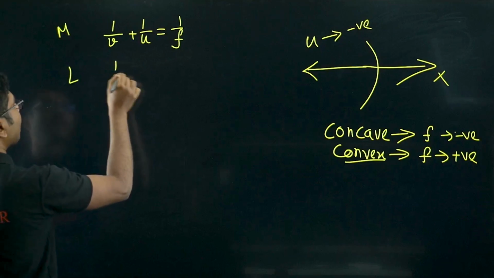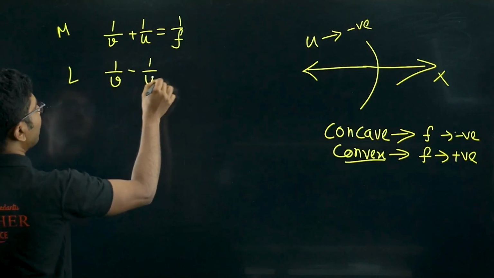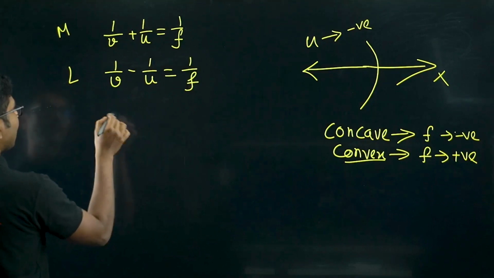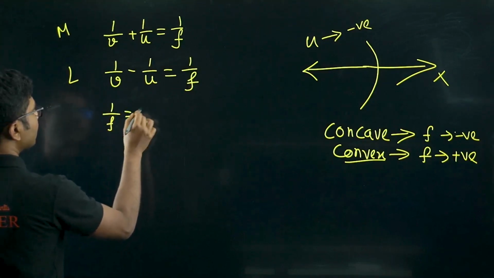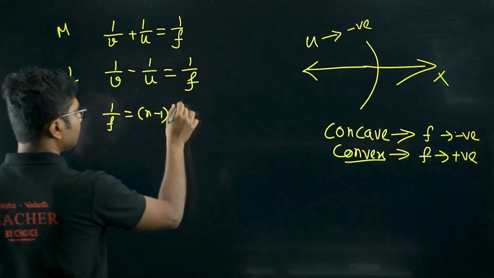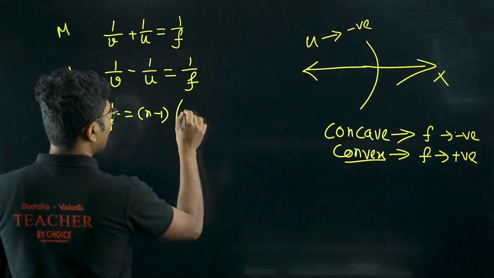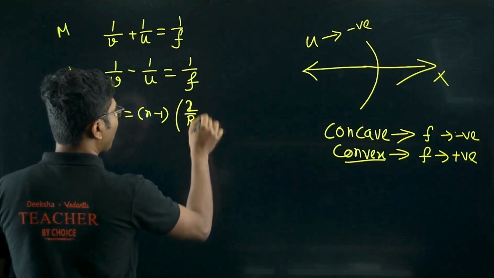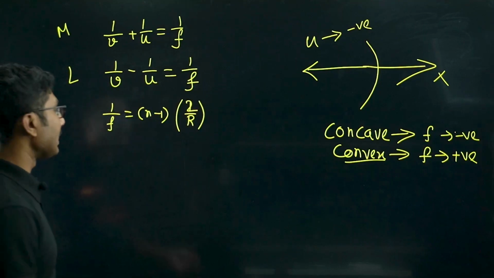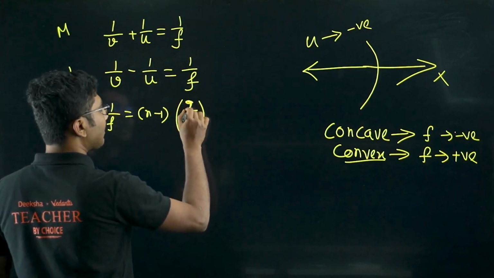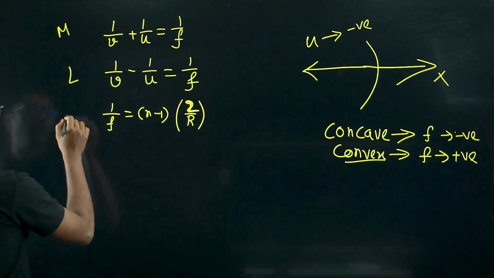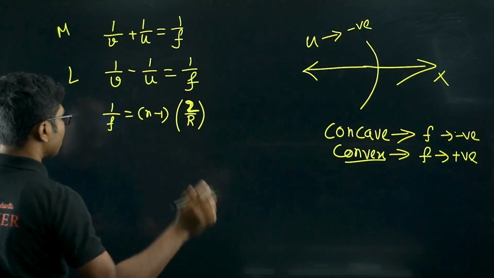Lens equation is 1 by v minus 1 by u equals 1 by f. Okay, what else? Lens maker formula: 1 by f equals n minus 1 times 1 by r1 minus 1 by r2. But for any numerical problem, you need to remember the plus and minus will cancel and you will get 2 by r. This is for numerical problems only.